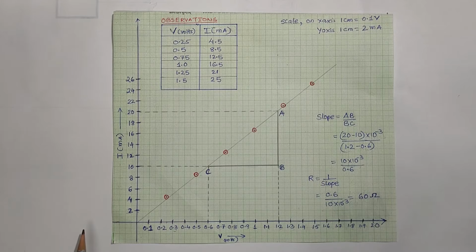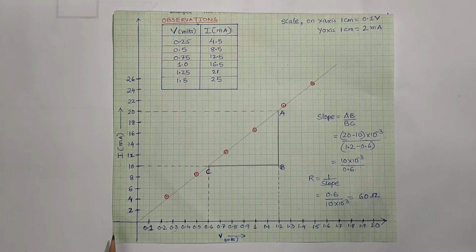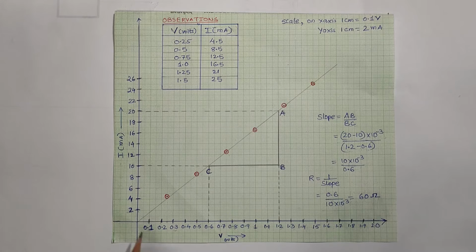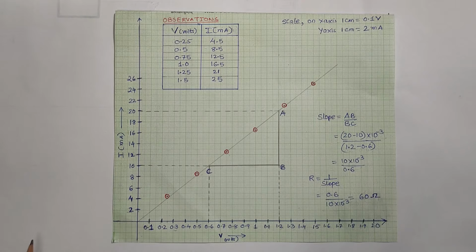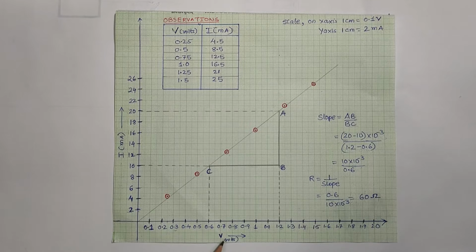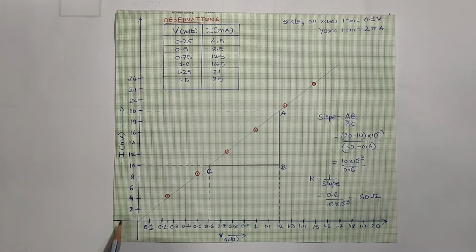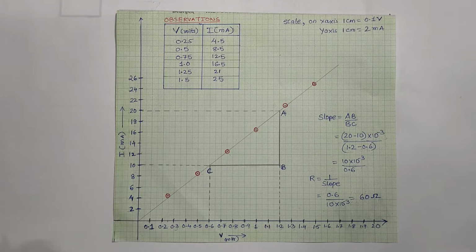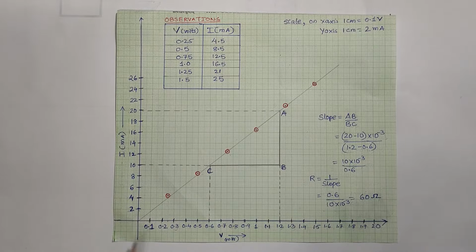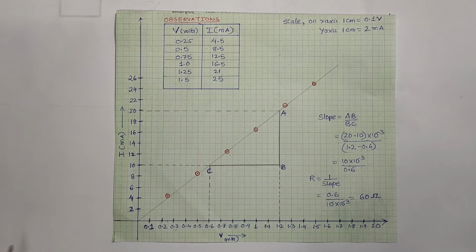Now from the observations, let us calculate the resistance of the given conductor from the plot. As you can see in the figure, we have plotted the graph of I versus V. I, the current, we have taken on the y-axis, and voltage V on the x-axis. The scale on the y-axis is 1 centimeter equal to 2 milliampere. This can be adjusted as per your requirement. On the x-axis, 1 centimeter is taken as equal to 0.1 volt.